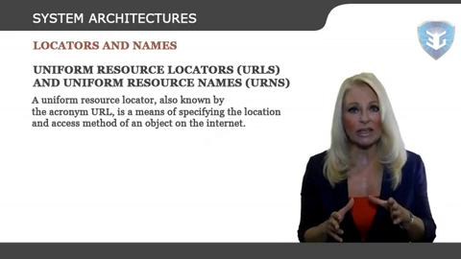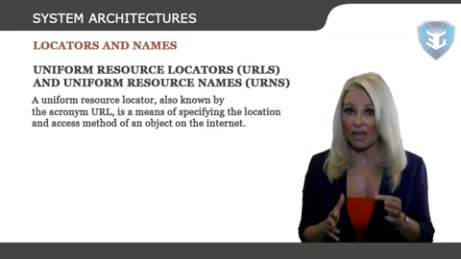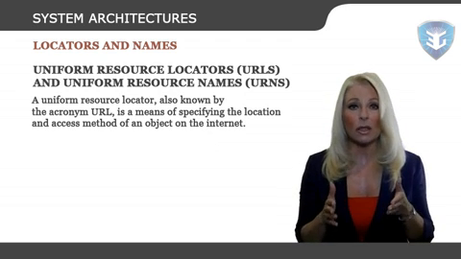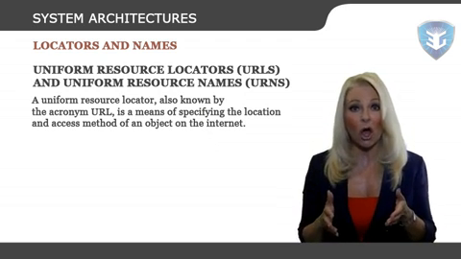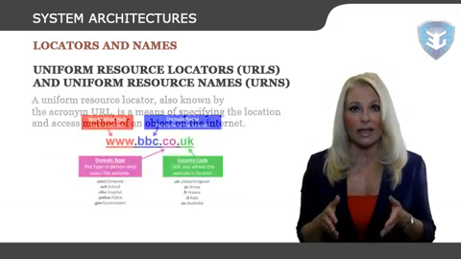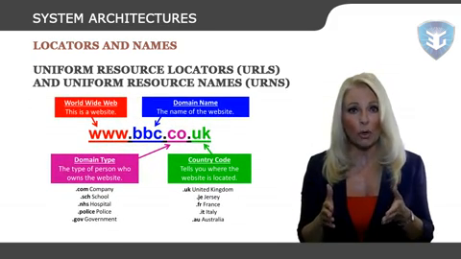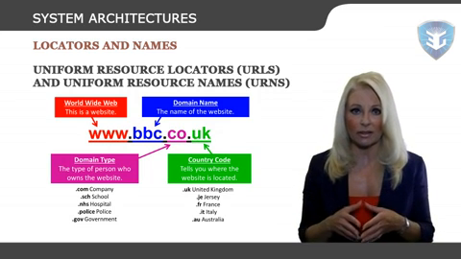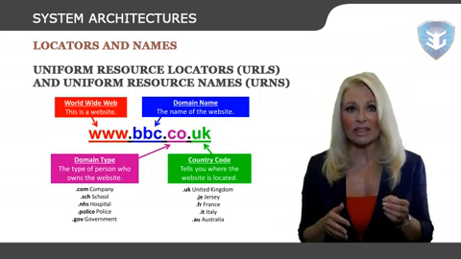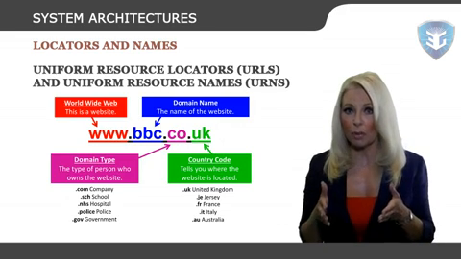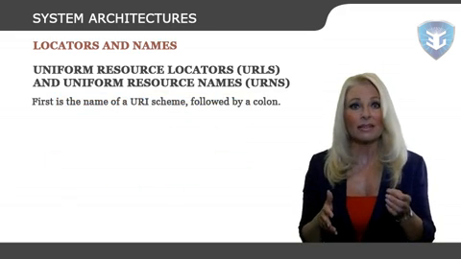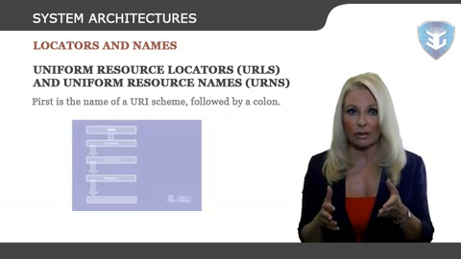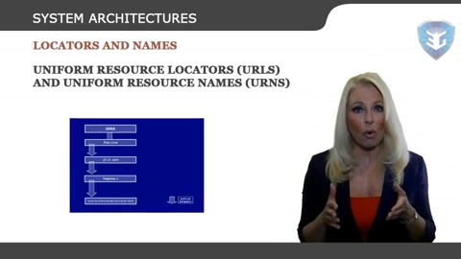A Uniform Resource Locator, also known by the acronym URL, is a means of specifying the location and access method of an object. It has a scheme or protocol name that describes how to access the object. A Uniform Resource Locator consists of two parts. First is the name of a URI scheme, followed by a colon. A scheme defines the protocol or other method.